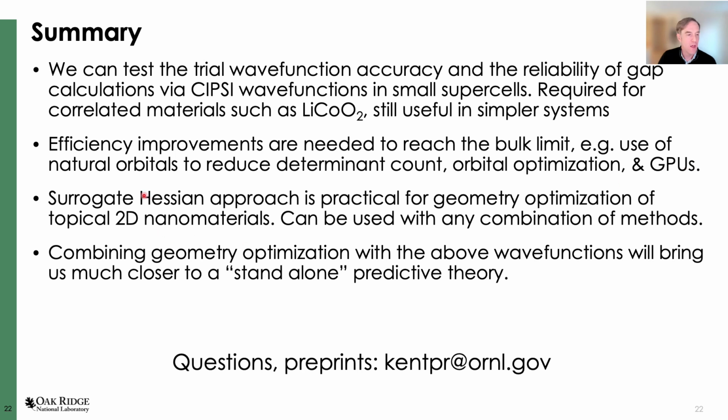I've also shown you we've developed this surrogate Hessian approach, which we've shown is practical for optimizing the geometry of current 2D nanomaterials, and this can actually be used with any combination of methods, so I'd encourage everyone to try that out. And I hope it's really clear that combining both of these is going to bring us much closer towards our goals of having a standalone predictive theory. So on that note, thank you very much.